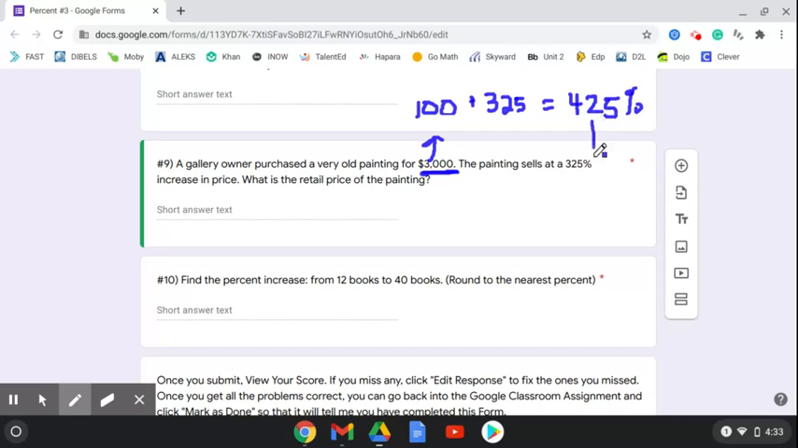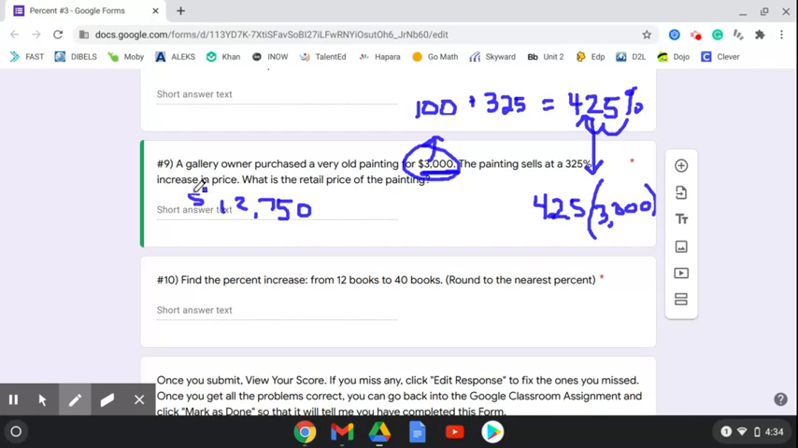Well, 425%, what is that as a decimal? That is 4.25, right? Because you move your decimal 2 places to the left. So 4.25 times the original cost of 3,000 would give me the retail price now. So 4.25 times 3,000 is 12,750. That's how much the painting is now.